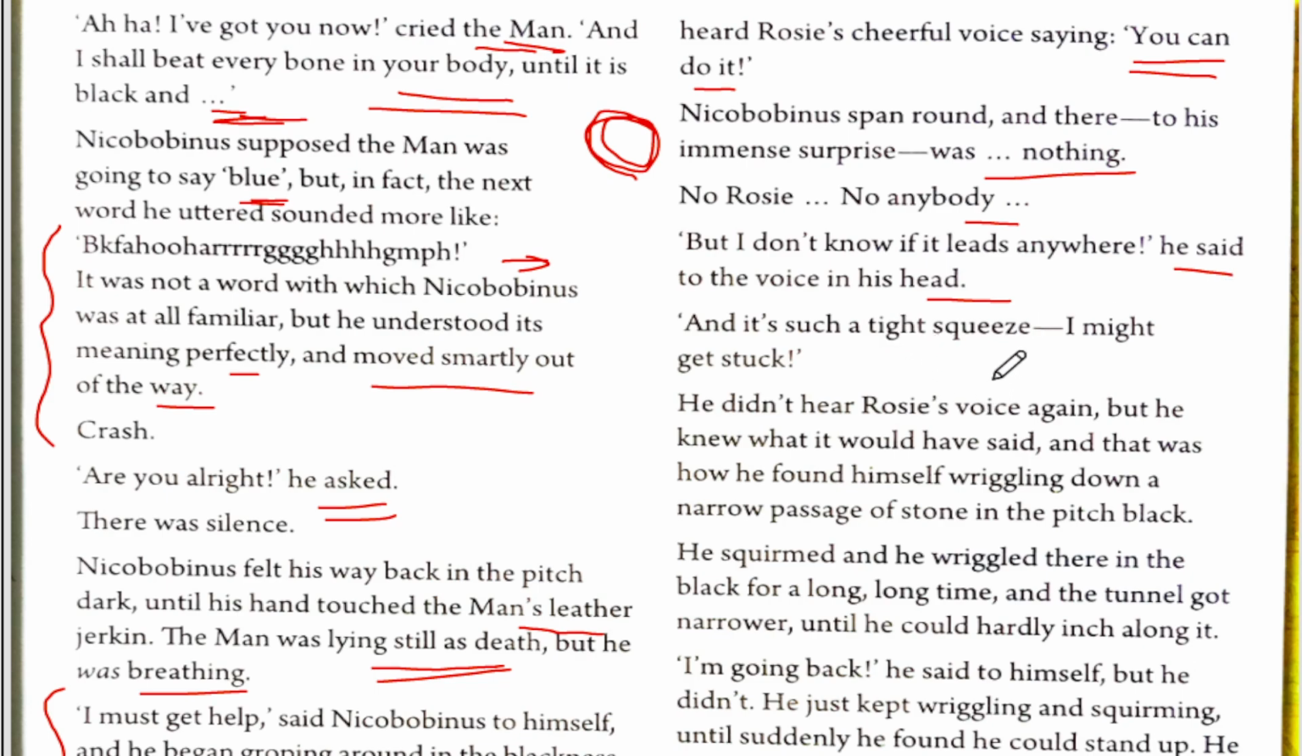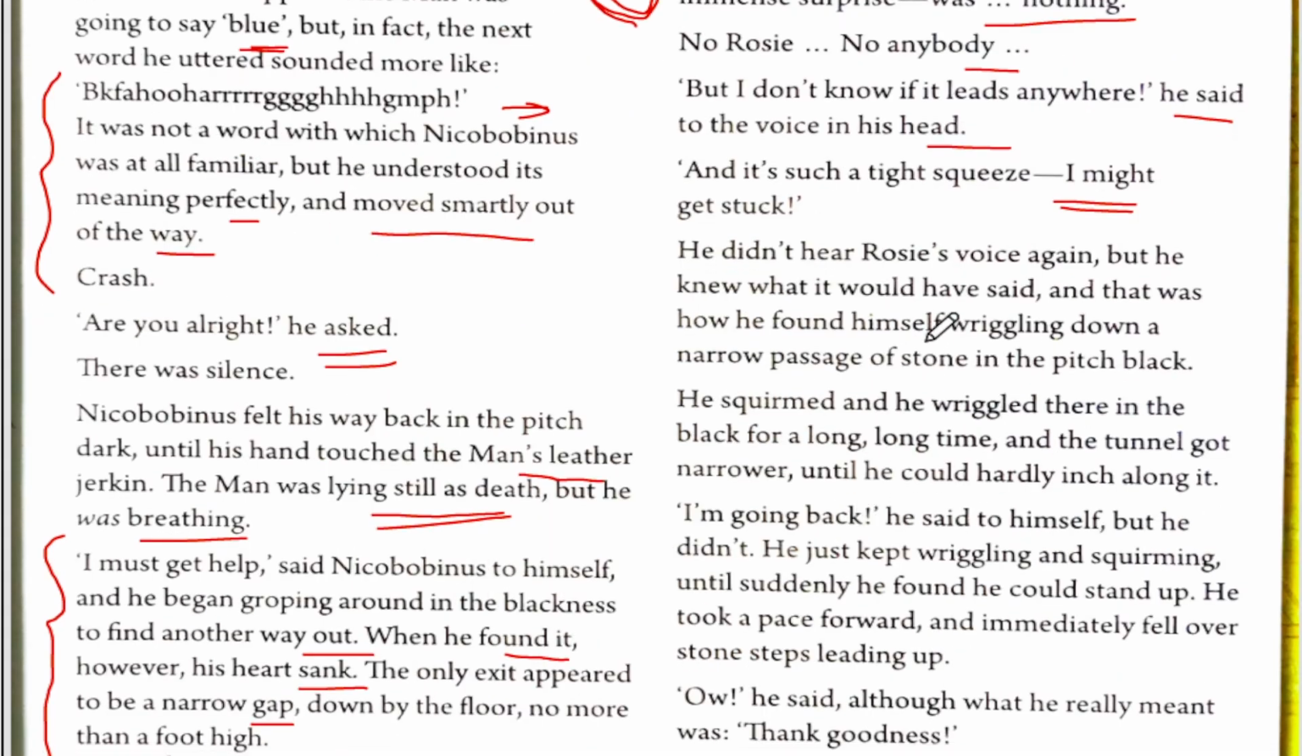And it's such a tight squeeze, I might get stuck. And then he is saying, while he was trying to get away from that place by squirming away from that little place, that he might get stuck also. He didn't hear Rosie's voice again, but he knew what it would have said, and that was how he found himself wriggling down a narrow passage of stone in the pitch black.